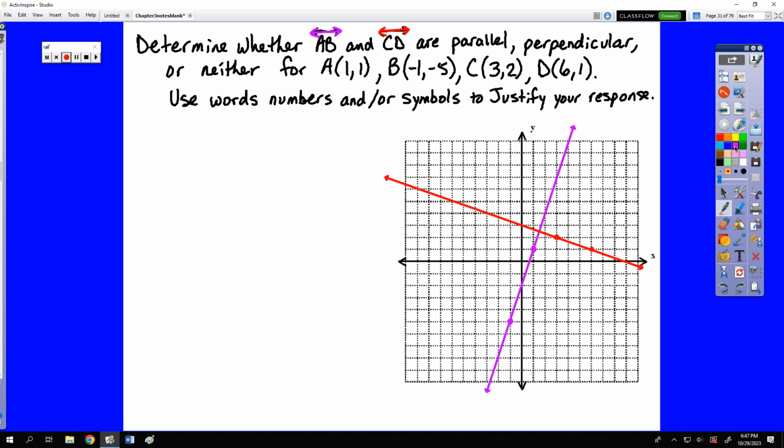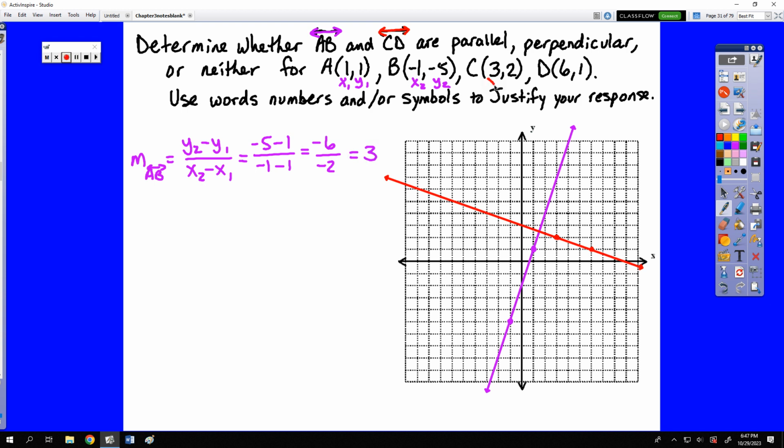So what we're going to do is use our slope formula. A is going to be our x1 and our y1. B is going to be our x2 and our y2. And we are going to find the slope of line AB using the slope formula, y2 minus y1 over x2 minus x1. Now we did this a lot in Algebra 1, so this should be review. All we're going to do is plug in those points. That would be negative 5 minus 1 over negative 1 minus 1, which would be negative 6 over negative 2, or a slope of 3.